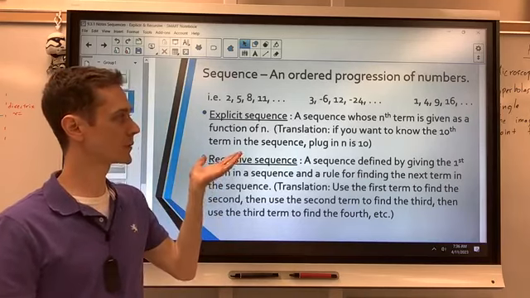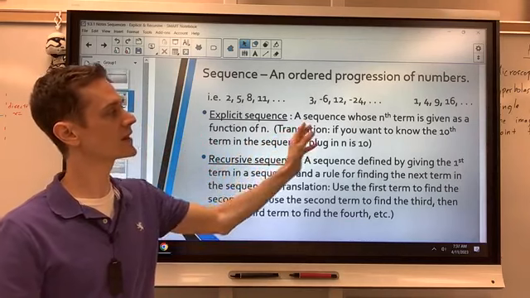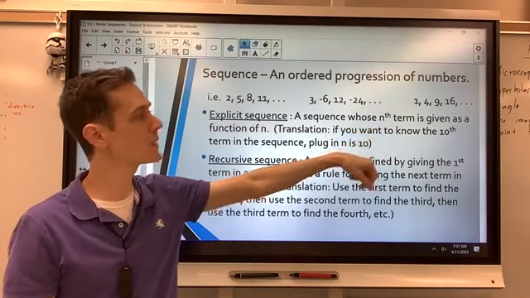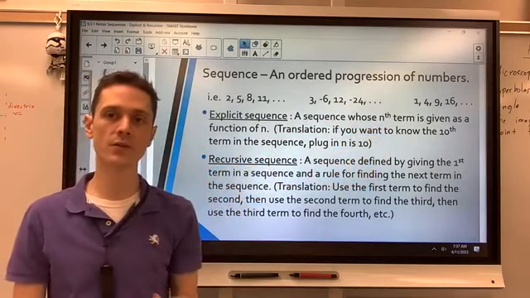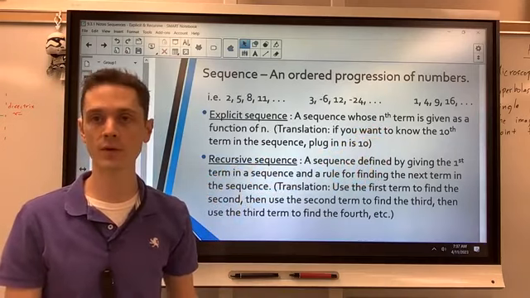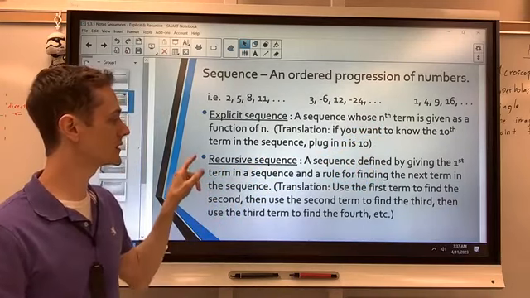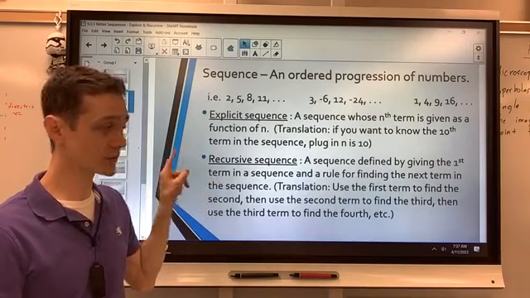The first way of dealing with a sequence is making an explicit sequence, which means you're going to be able to find the 13th term in the pattern by plugging in the number 13 into the formula they give you. And then when you simplify or compute whatever operations they've given you, it'll tell you what that 13th number is going to be.